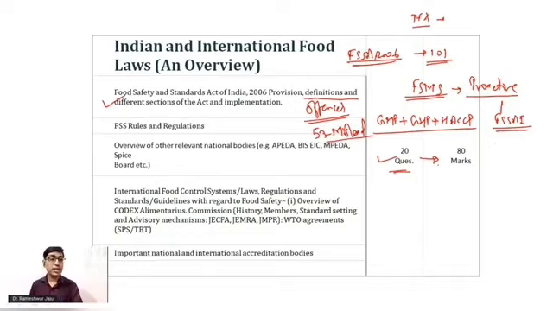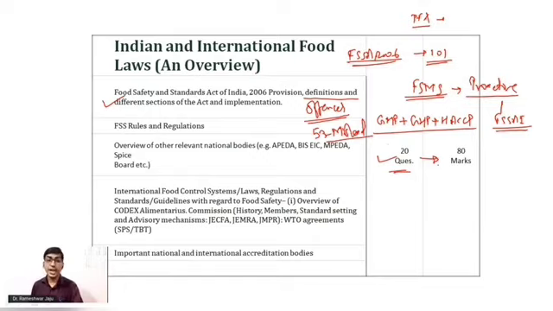Okay, and certain boards like the spice board, tea board, even coffee board. So definitely here, the important thing is we have to make an arrangement. Not only this, our MFPI, Ministry of Food Processing Industries, which was established in 1988, is also important. Then international food control systems, different types of laws, regulations.